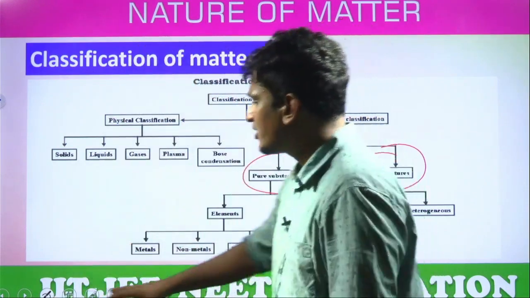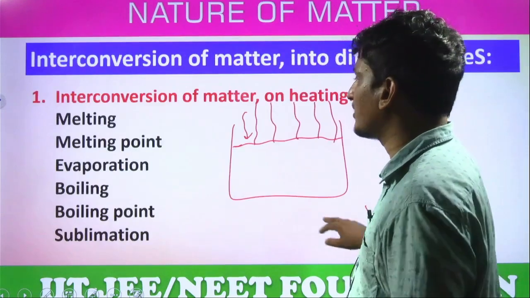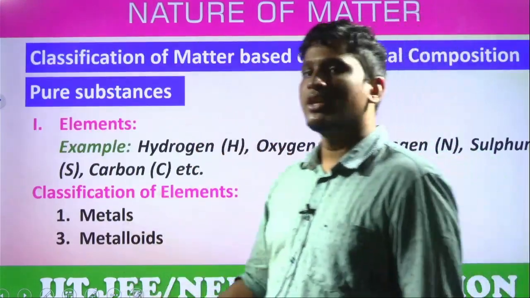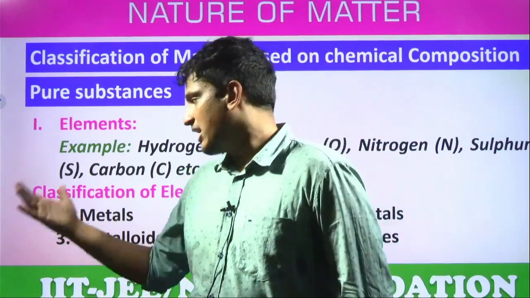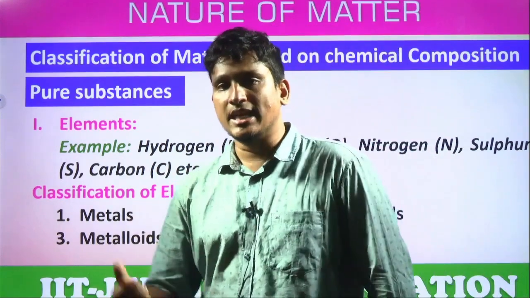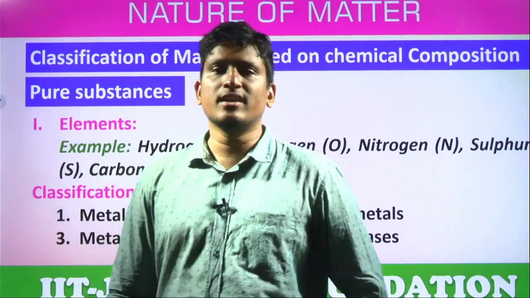In this chapter we have mainly focused on pure substances, types of pure substances, everything. So pure substances are mainly classified into, students, two types. One is elements and the other is compounds. Elements are further classified into metals, non-metals, metalloids and inert gases. Let's see first of all, element. What is an element? Define an element.